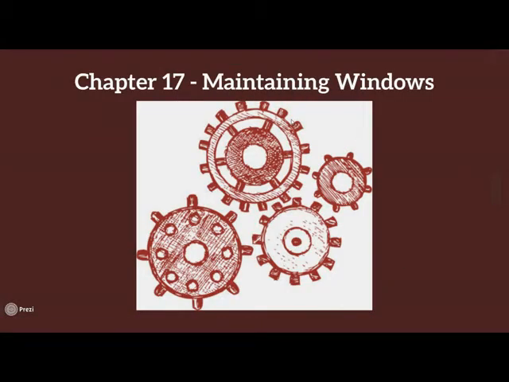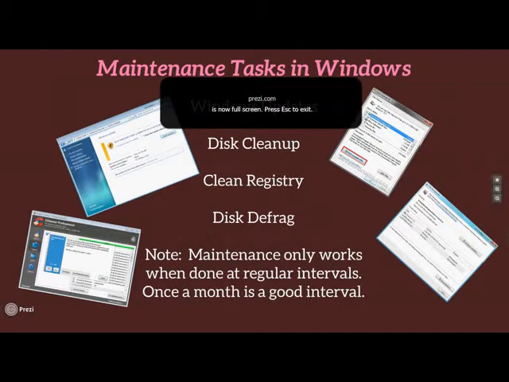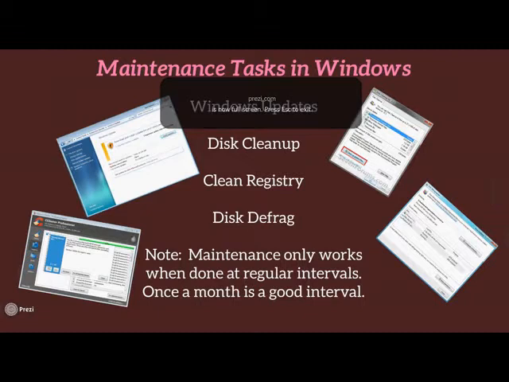So welcome to Chapter 17, Maintaining Windows. There are several maintenance tasks in Windows. These include Windows updates, disk cleanup, clean registry, disk defrag. Note the term maintenance indicates that maintenance only works when it's done at regular intervals, and once a month is a good interval.